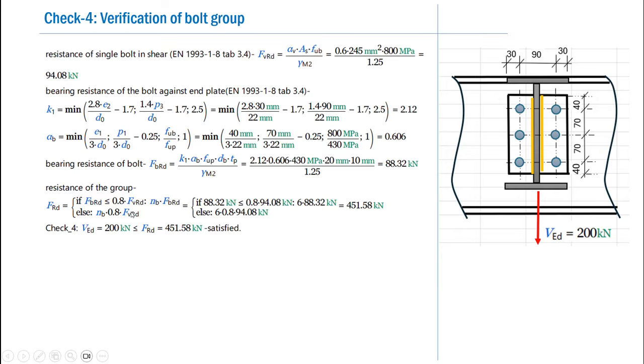to obtain the resistance of the group, we simply multiply the single bolt capacity by the number of bolts nb. So finally we find that the resistance of the bolt group is 451.58 kilonewton. This is much higher than the applied shear of 200 kilonewton. Hence, the bolt group is sufficient.